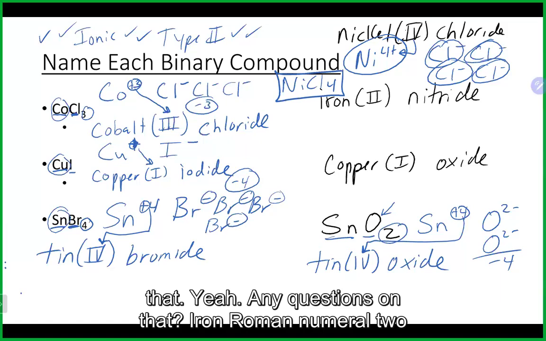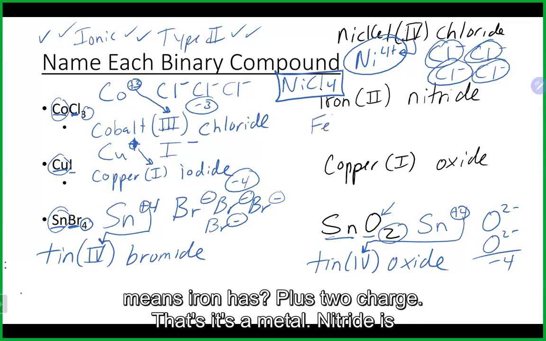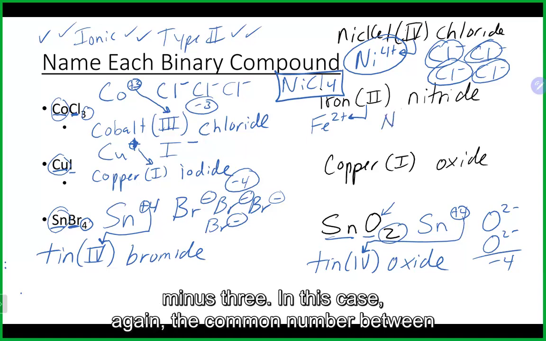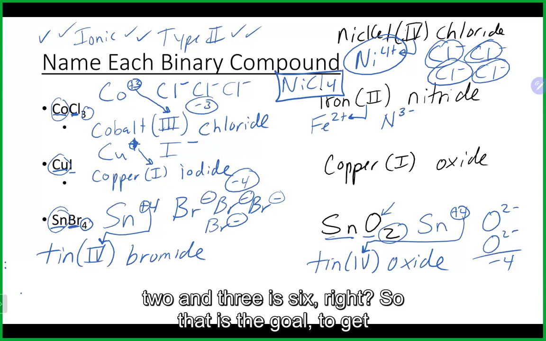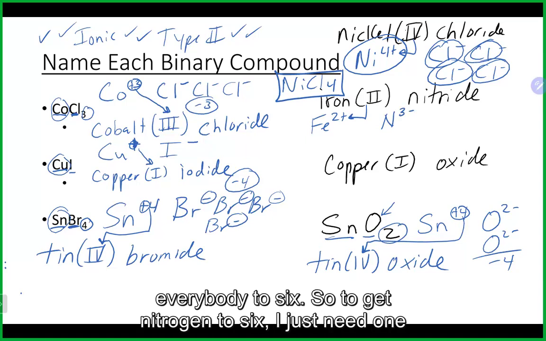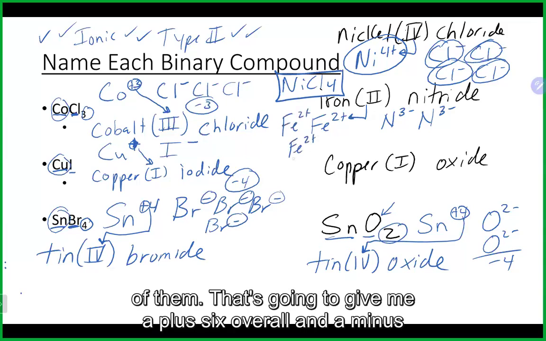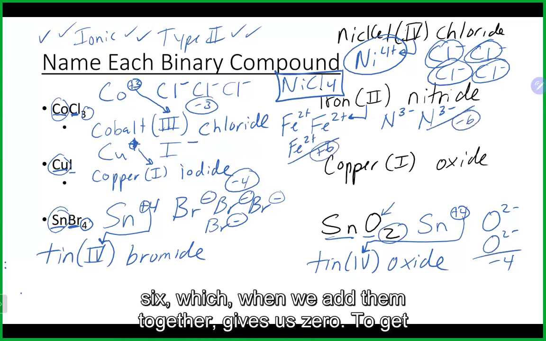Iron Roman numeral 2 means iron has a +2 charge, that's a metal. Nitride is nitrogen, which is obviously group number 5. That is a -3. In this case, the common number between 2 and 3 is 6, right? So that is the goal, to get everybody to 6. To get nitrogen to 6, I just need 1 more, total of 2. For iron, we need a total of 3 of them. That's going to give me a +6 overall and a -6, which when we add them together gives us 0.